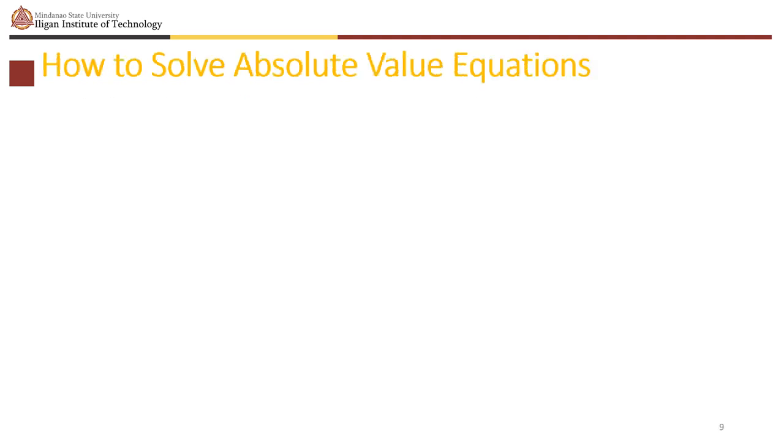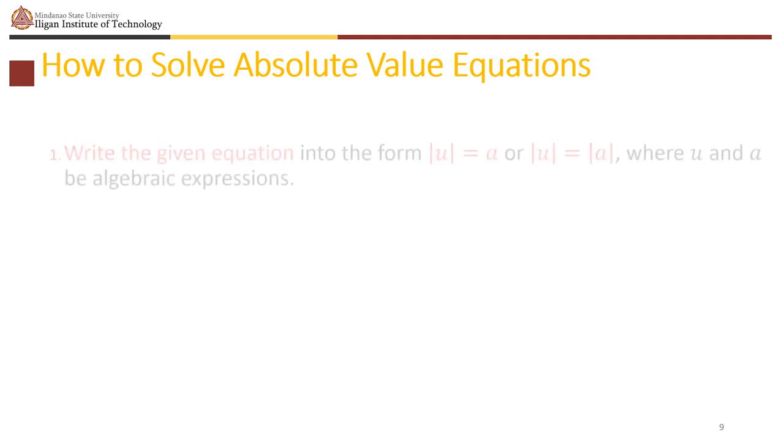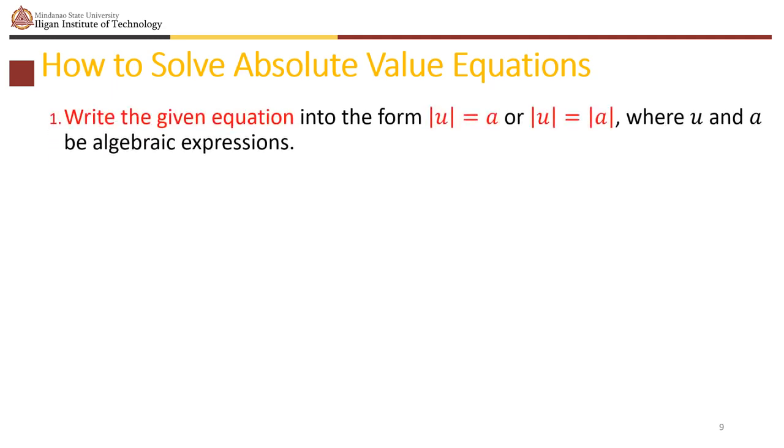So how do we solve absolute value equations? Here are the steps. Step 1 is to write the given equation into the form absolute value of u is equal to a, or absolute value of u is equal to the absolute value of a, where u and a are algebraic expressions. And then apply the following theorem to the equation obtained in step 1.